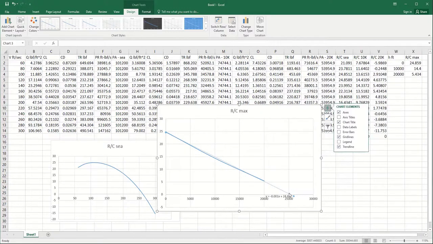And then I can use that line to look at this, and I go, oh, well, the maximum altitude, the ceiling, is about 26,000 feet. And so that's what a ceiling is.